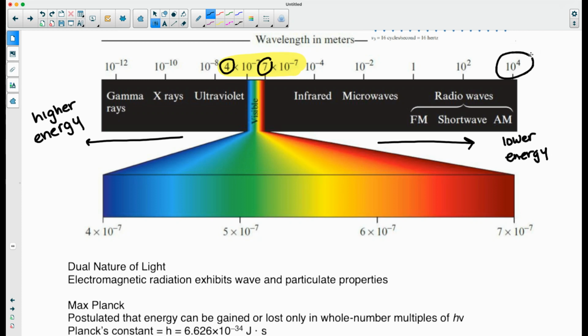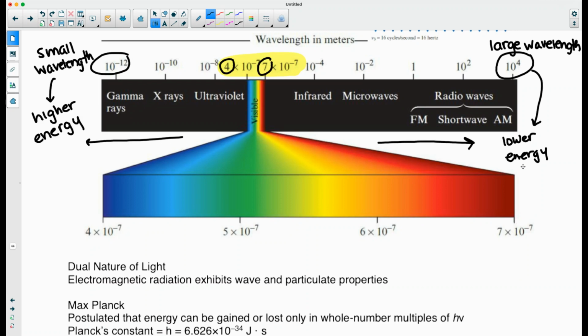So we can see that 10 to the 4 is a large wavelength, which correlates to lower energy, and this is a small wavelength, which correlates to higher energy.